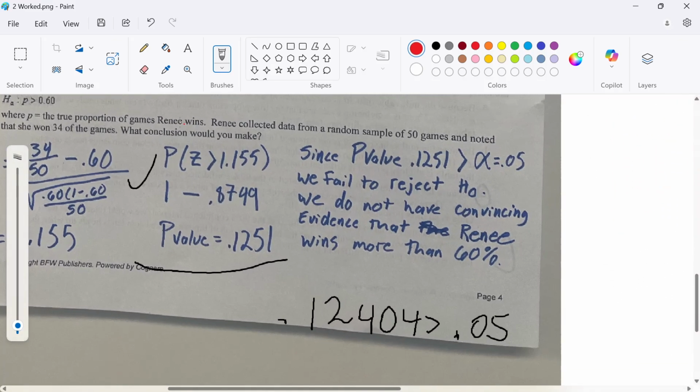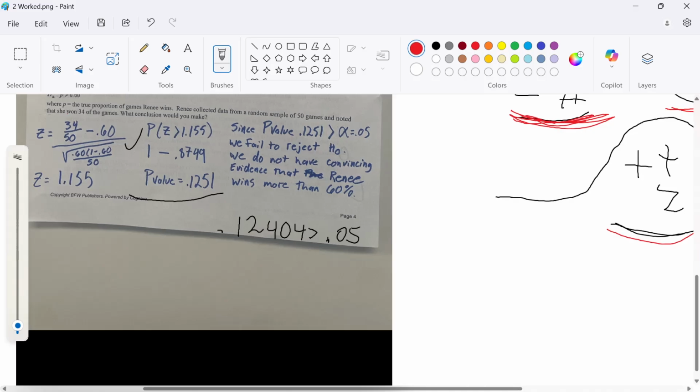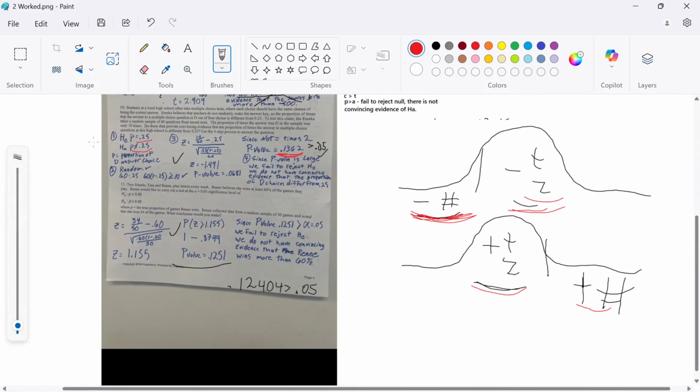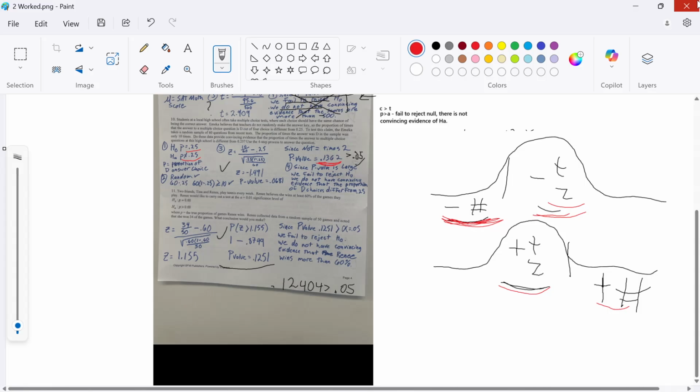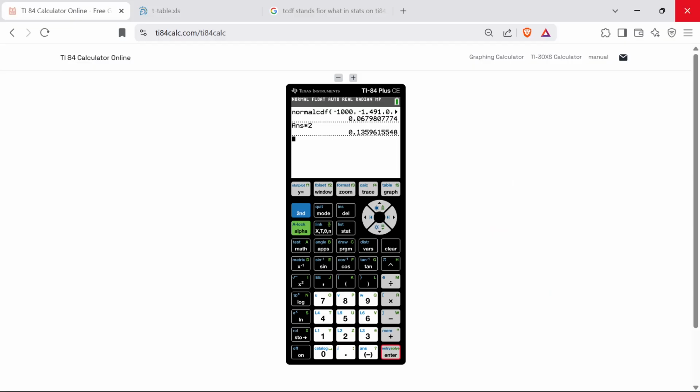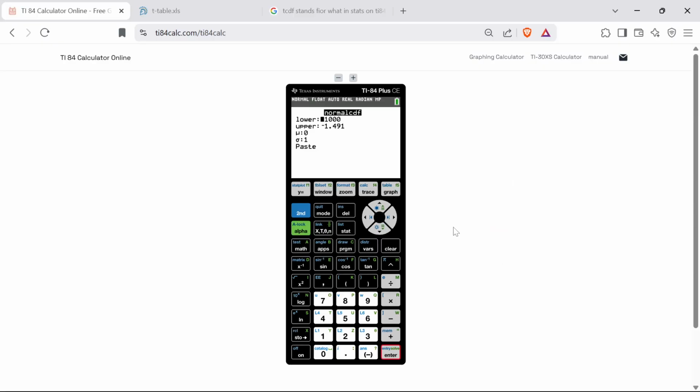Here's another Z. This one is a proportion again, so I'm going to use Z. I got a Z score of 1.155 right there. Again, if Z is positive, I'm going to put the Z score first. I always forget which one goes first. Is it upper or lower? Let me go down here, Vars, and I'm going to normal, enter. If it's positive, I put the z in the lower, and then a very large positive number in the upper. So my z-score here is 1.155. I don't have to worry about that negative thing.